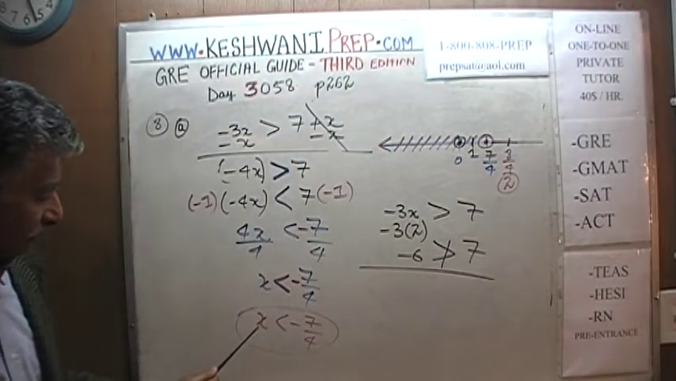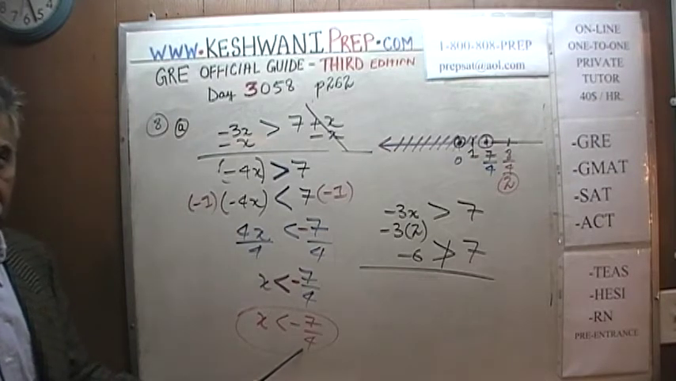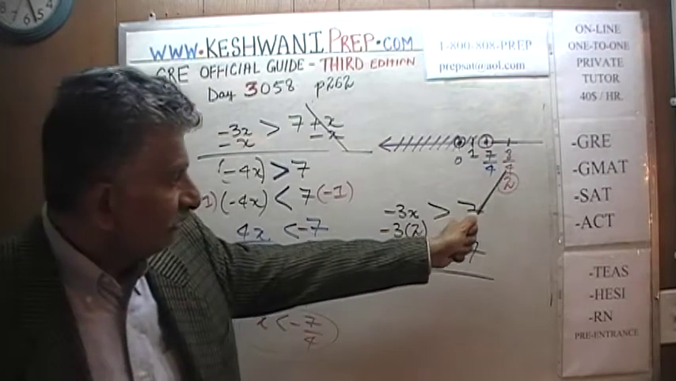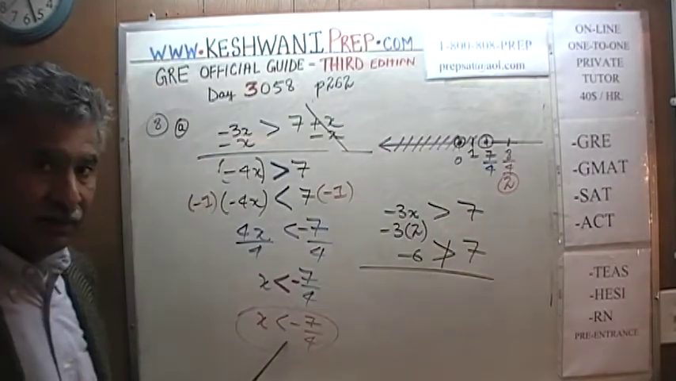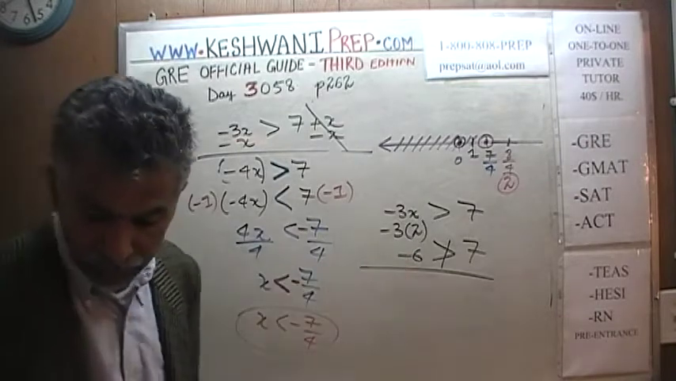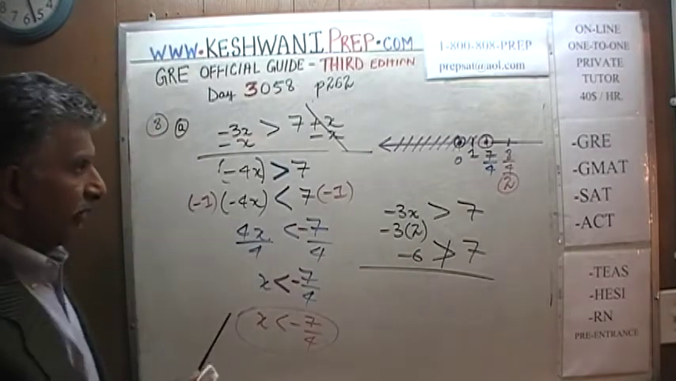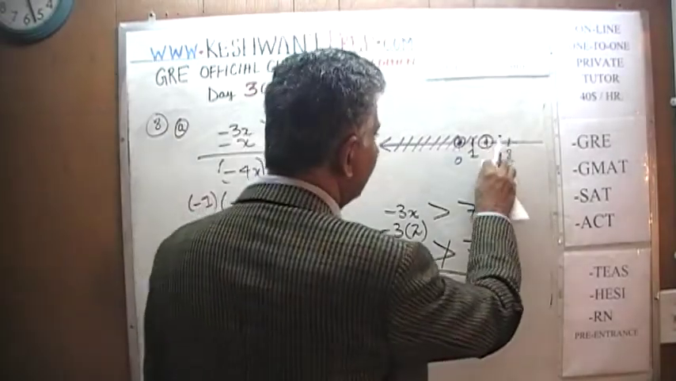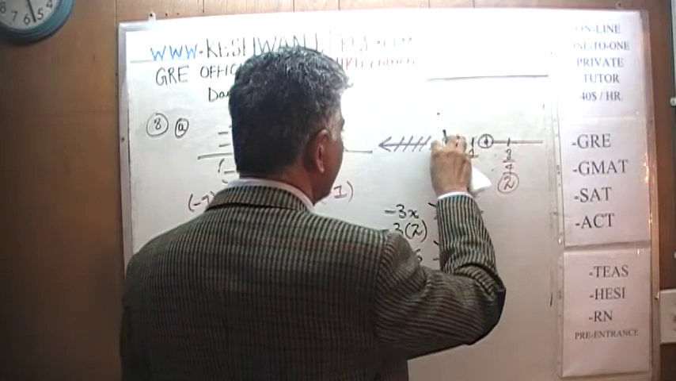Now the solution is this. x has to be less than negative 7/4. And since we put in 2, which would be outside the solution set, it did not work out. I'll show it to you here. This is the solution set. So this is wrong. x has to be less than negative 7/4, not here. Let me erase this. I'm not going to redo the whole thing so you can see it actually.